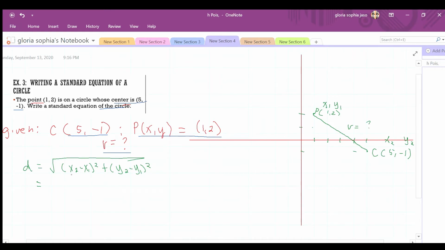So, substitute lang natin sa formula yung mga given natin. So, square root. Yung x sub 2 natin, ayan, it's 5. And then, yung x sub 1 natin is 1.